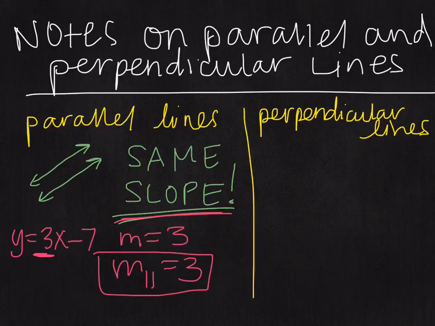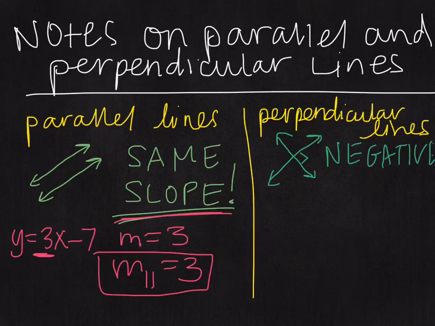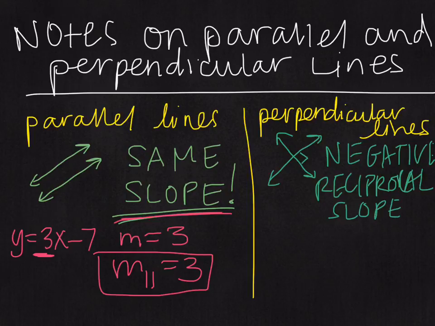Okay? So now let's talk about perpendicular lines. Perpendicular lines are lines that intersect to form 90-degree angles or right angles. Okay? And perpendicular lines have negative reciprocal slopes. So negative reciprocal slopes, okay? So let's look at an example there.